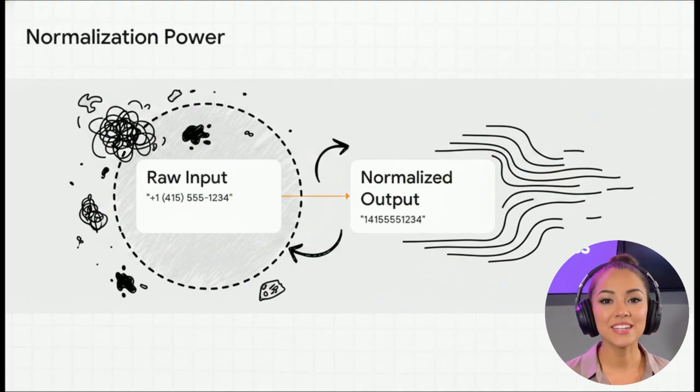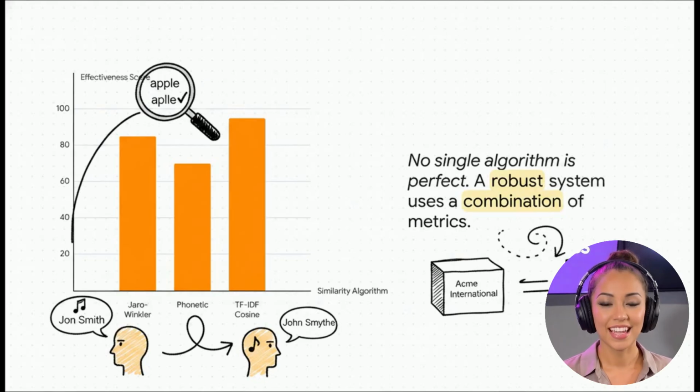Now, there's no single best algorithm for this. A really robust system uses a whole toolkit. You've got things like Jaro-Winkler, which is awesome for catching simple typos. You have phonetic algorithms for names that sound alike but are spelled differently. And then you have more advanced methods that can understand that Acme International and International Acme are probably the same company, even though the words are flipped.